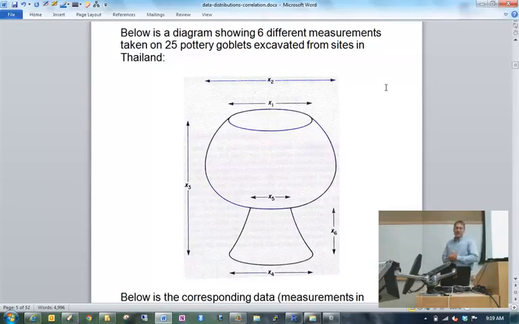These goblets in this data set were basically taken from an excavation site. So some archaeologists were digging in the dirt, and they came across some goblets, 25 different goblets they had, and they took a variety of different measurements in centimeters as shown there. So for example, x sub 3 represents the overall height of the goblet. X sub 1 represents the opening at the top of the goblet.